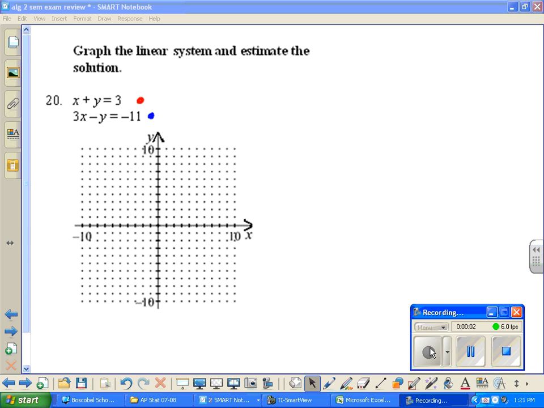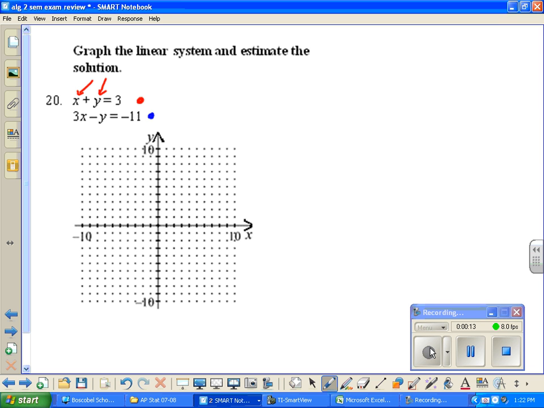This question asks you to solve a linear system by graphing. So I'm going to start off with the top equation, which I've denoted in red. This is an equation in standard form because I have the x and the y on the same side and I have the constant on the right.